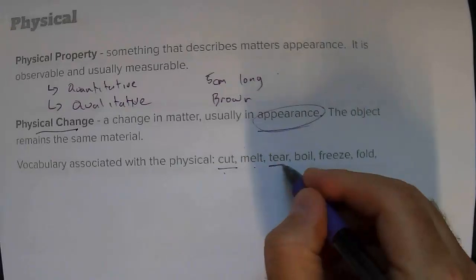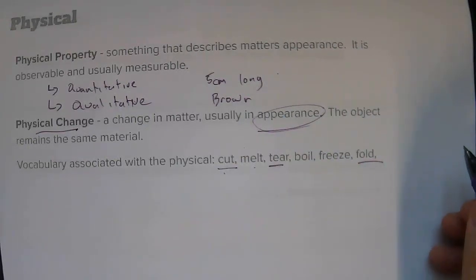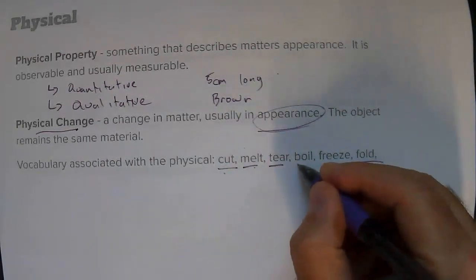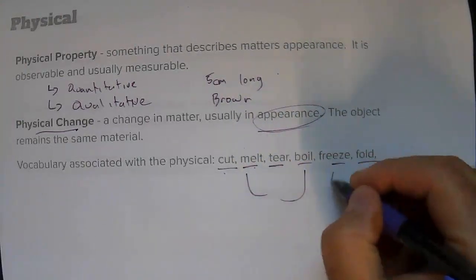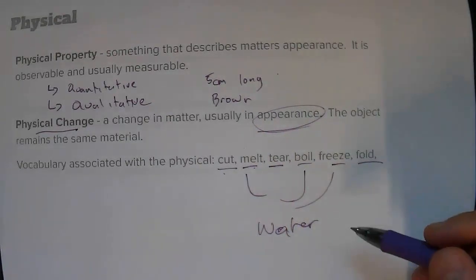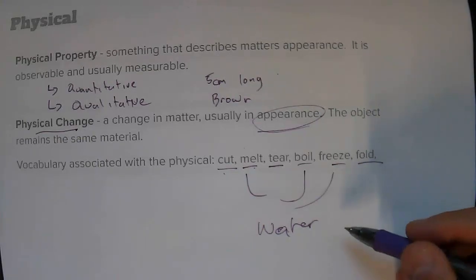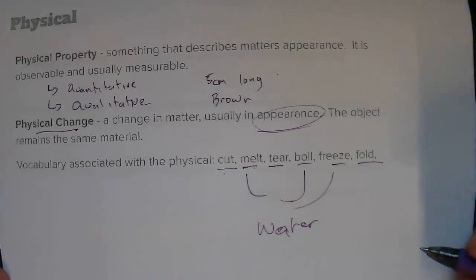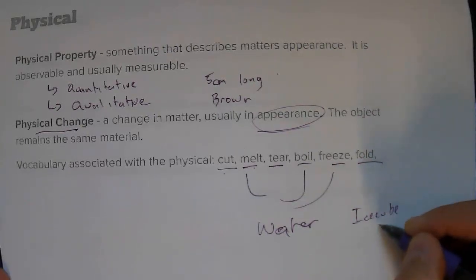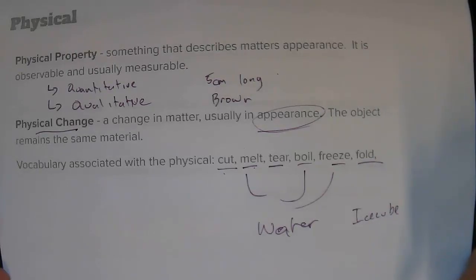I'll skip melt for a second. I'll come back to it. Tear and fold. So again, you're just changing the way that something looks. You're not changing the way that it is. You're not changing what it's made out of. When something melts, boils, or freezes, for this, you think of water. When water melts, or when water boils, or when water freezes, it is still water. It just changes the way it looks. Like an ice cube. Think of an ice cube when it melts. An ice cube when it melts still becomes water.